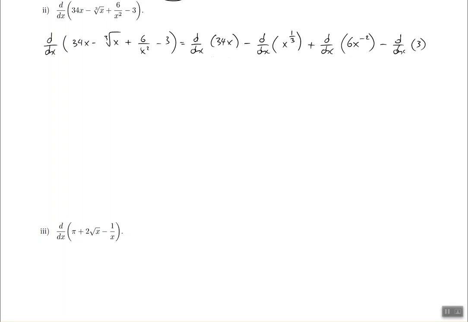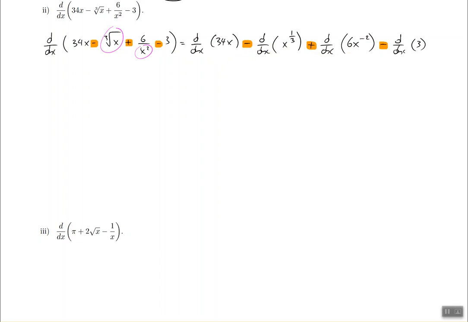So all I did here is make a couple of changes. First of all, I don't like this cube root, so I'm rewriting it. I don't like the x squared on the denominator, so I'm rewriting it right away. And I used the sum rule to separate these problems from each other. That way I could look at each one of them individually.